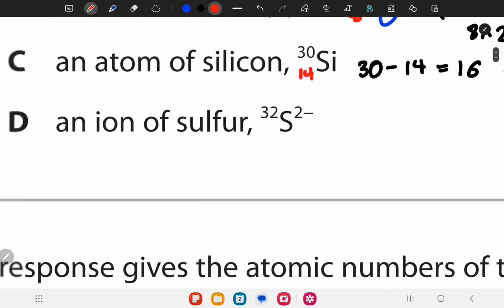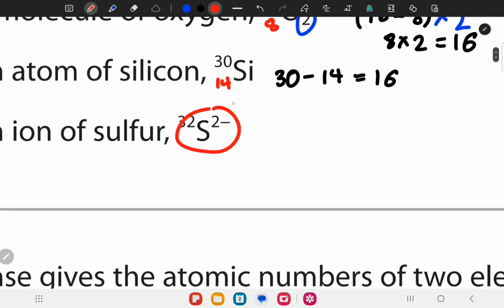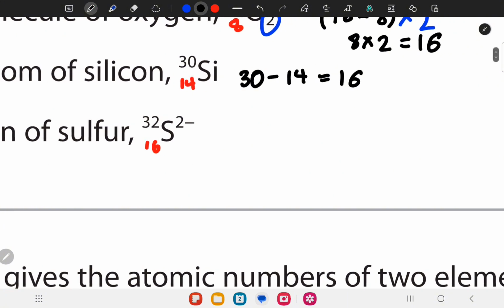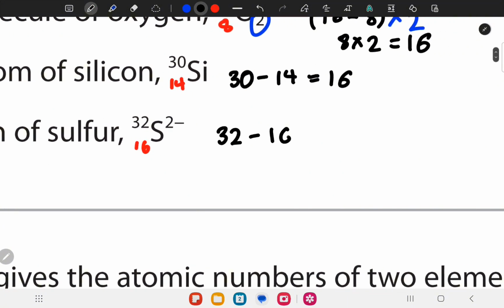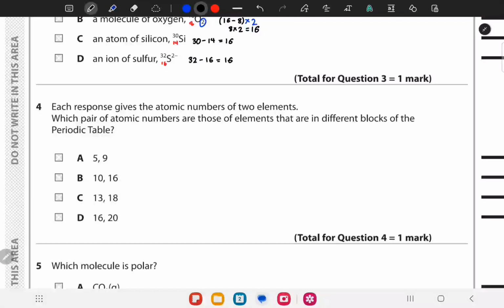For an ion of sulfur, for the ion we are gaining 2 electrons, but the number of protons and neutrons stay the same, so we don't have to worry about that. Sulfur has a mass number of 32, so the number of neutrons will be 32 minus 16, which is 16.